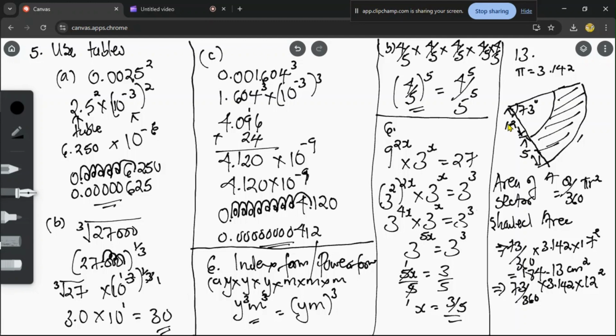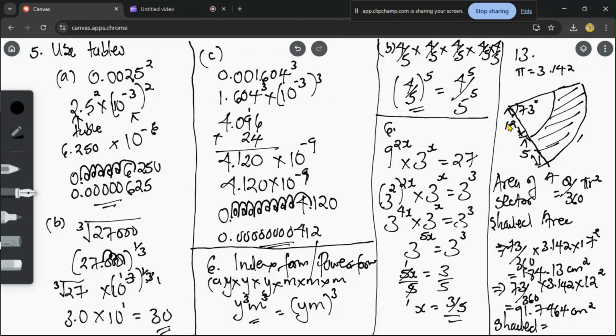This one, again, I'll say 73. I divide by 360. I multiply by 3.142. I multiply by 12 squared. The answer, to two decimal places, will be 91.7464 centimeters squared.